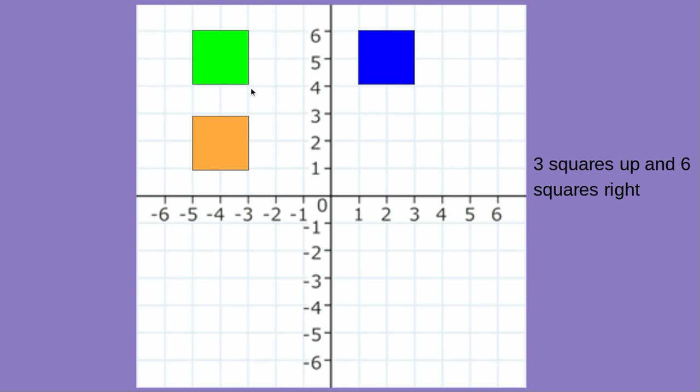Then over here, it'd be 1, 2, 3, 4, 5, 6. That would be your second point. Then you go over here, you count 6: 1, 2, 3, 4, 5, 6. Another point, and then you go back here, and you count another 6: 1, 2, 3, 4, 5, 6. And that's what you get when you translate the orange square, our original figure, 3 squares up and 6 squares to the right.